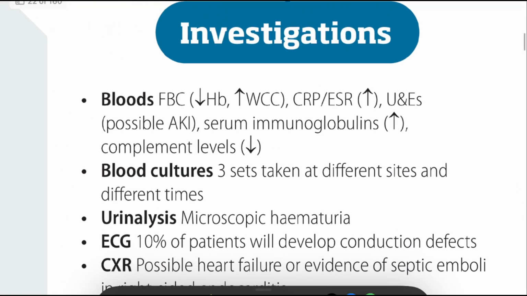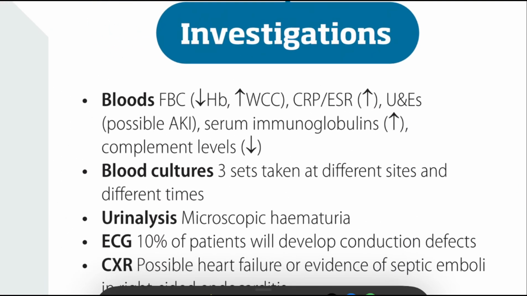Next, investigation. What are the things we have to mostly focus on in investigation? First of all, blood tests. In the full blood count, there is reduced hemoglobin and increased white cell count. The CBC may show leukocytosis and anemia, and some inflammatory markers will increase, like CRP and ESR.